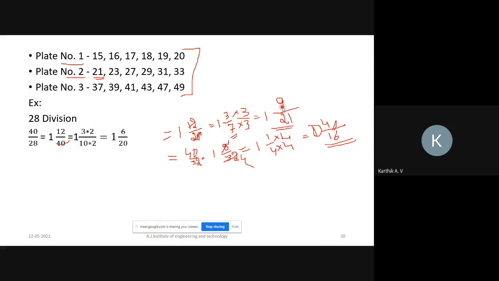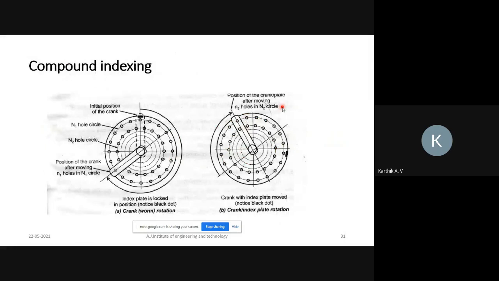The next one is the compound indexing mechanism. Here both the crank and the index plate will be rotating. Initially the crank will be rotated based on a simple indexing calculation. Once it is finished, the whole index plate will be rotated based on the value. So this is the formula.